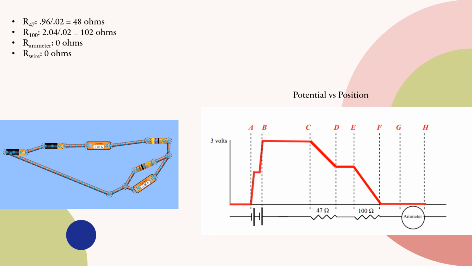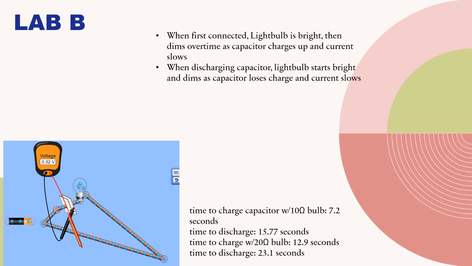In Lab B, we connected a light bulb, a capacitor, and a battery together in a circuit. When first connected, the light bulb is bright, then dims over time as the capacitor charges up and the current slows, until it eventually comes to a stop. When discharging a capacitor, the light bulb starts bright, just like before, and dims as the capacitor loses charge and the current again slows to 0.